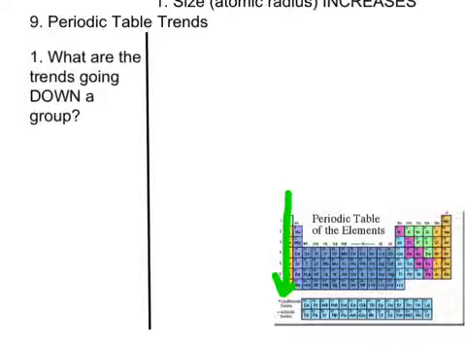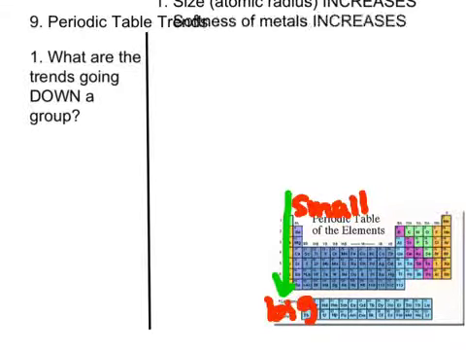The first trend we're going to talk about is the size of an atom. As we go down a group, the size of an atom, or what we call the atomic radius, is going to increase. So we're going to have the smaller atomic radii up towards the top of the periodic table, and the larger, the big atomic radii, down near the bottom of the periodic table.